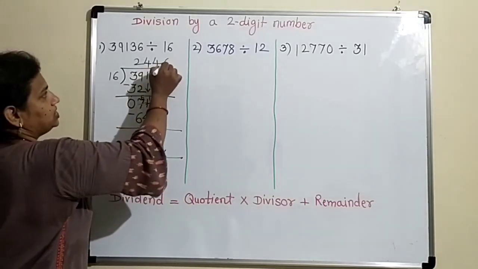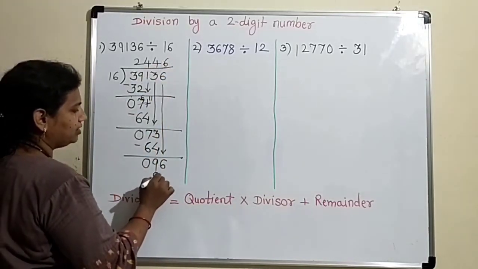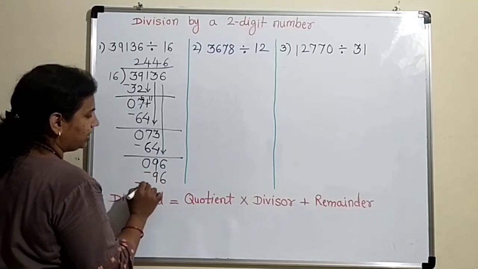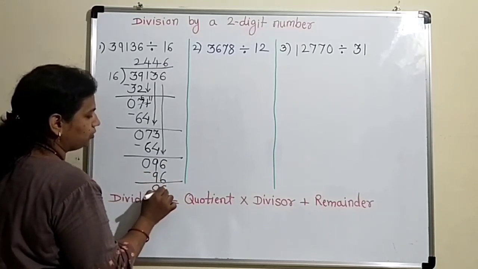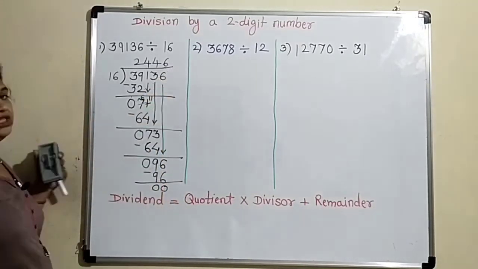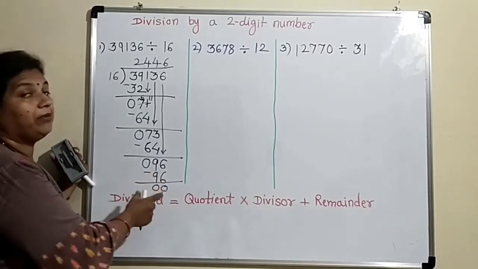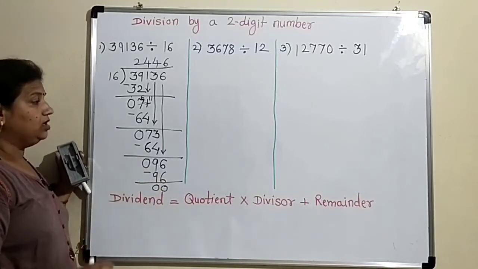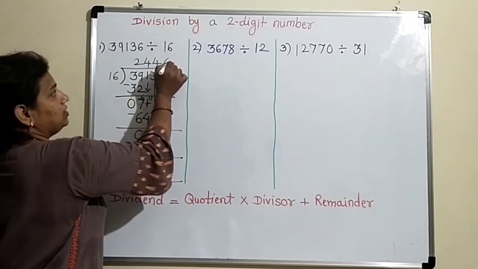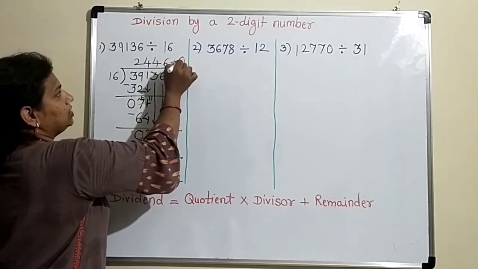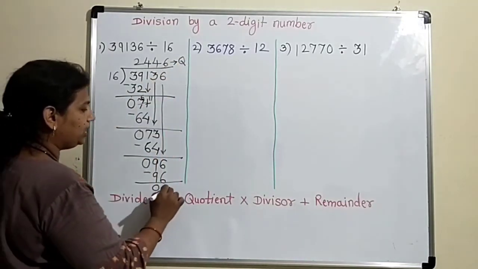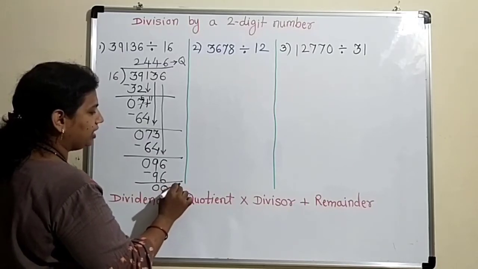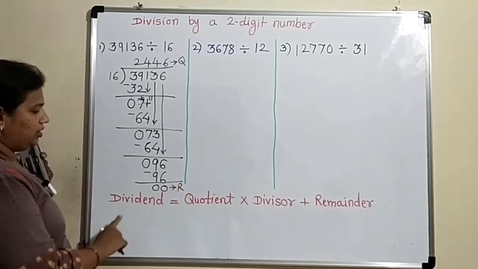So here I will write 6 and I will subtract 96. I got 0 here. Now there is no more digit to bring down. That means my division is over. So what is this? This is my quotient, that is Q. And here I got the remainder as 0.